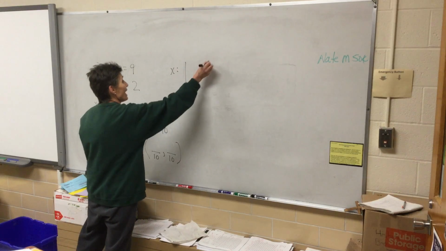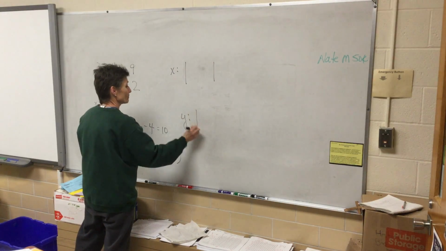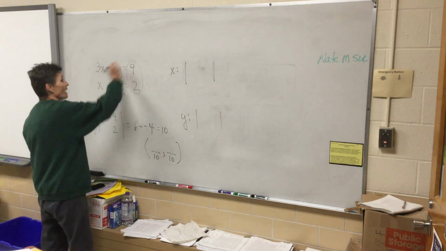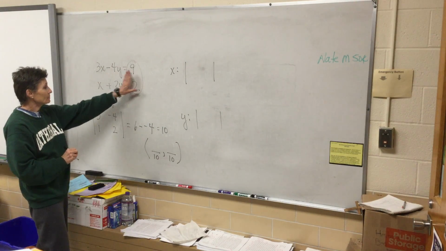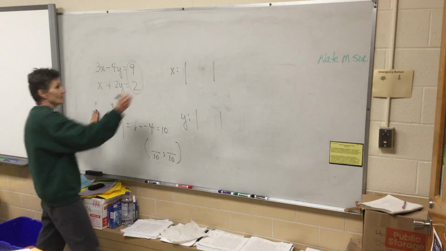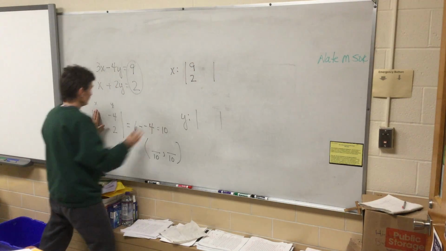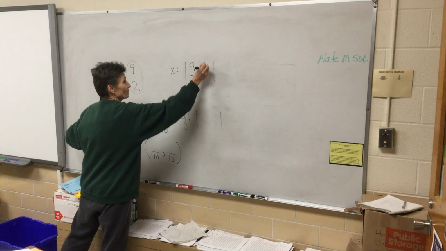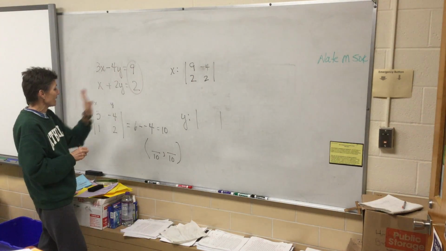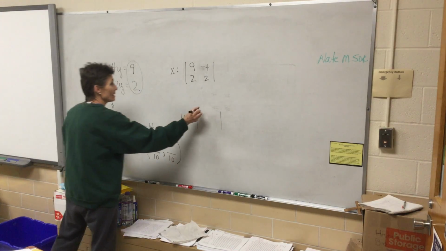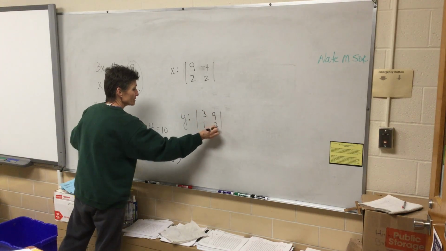To find the x numerator, we're going to cut out the 9 and the 2, cut it out, paste it on. So we're going to have 9 and 2 and negative 4 and 2. And then for y, same thing, cut it out, paste it on the y's. So 3, 1, 9, 2.